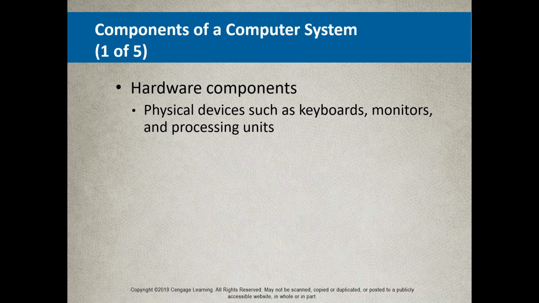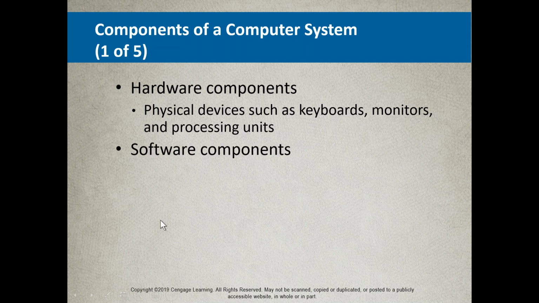Now, there are different components within a computer system. The hardware components are anything you can physically touch. These physical devices include the keyboard and, of course, the monitor. There's also the central processing unit, which I'll get into in a moment, which is the chip, and other things you might have in there as well, like a printer. You might have other peripheral devices. Anything that you can touch would be considered a hardware component.